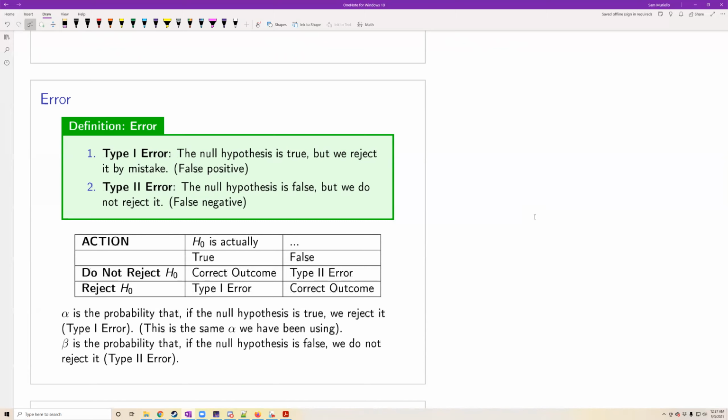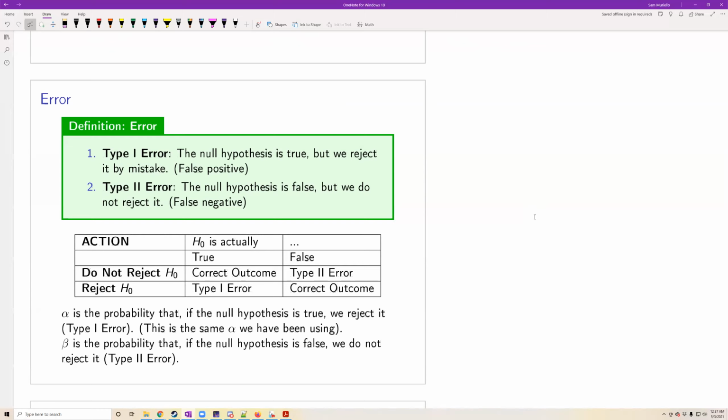And there's two ways we can be wrong. Either the null hypothesis was true, but we said it wasn't true. Or the null hypothesis was not true, but we said we didn't think that it was wrong. We said we thought it was fine. These are called respectively type 1 and type 2 error.